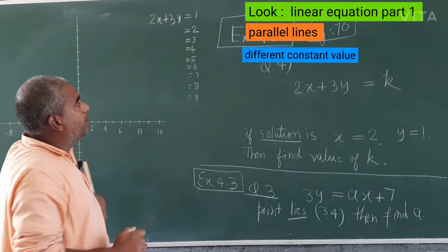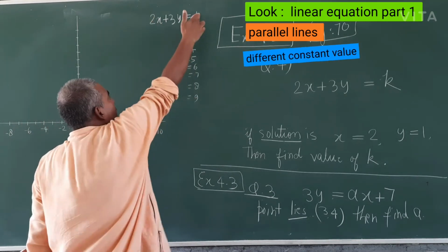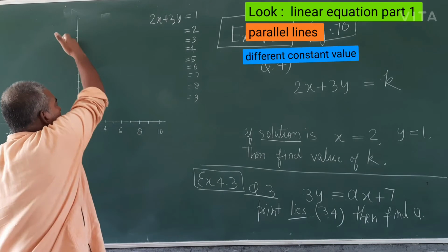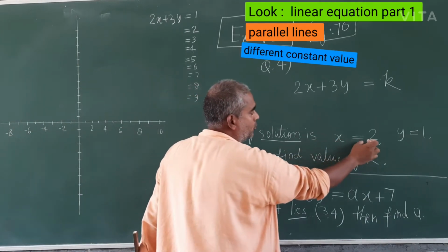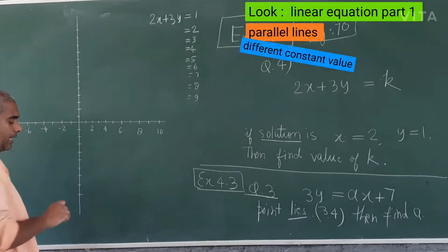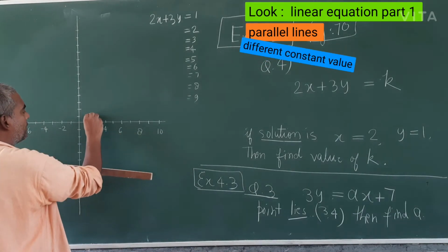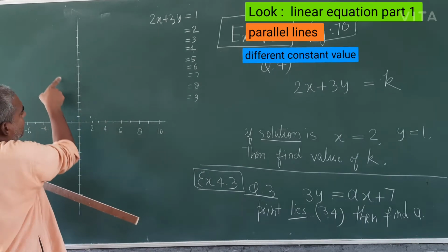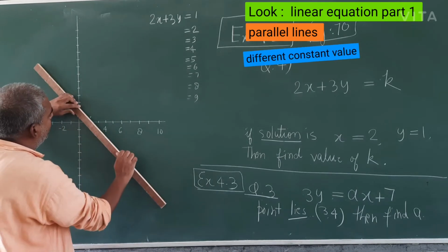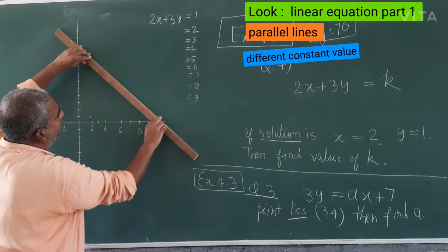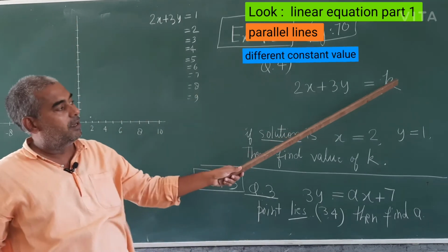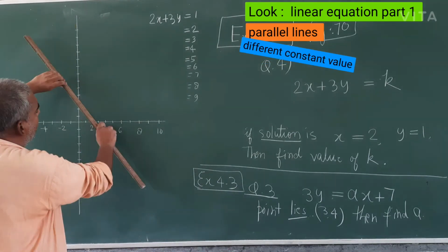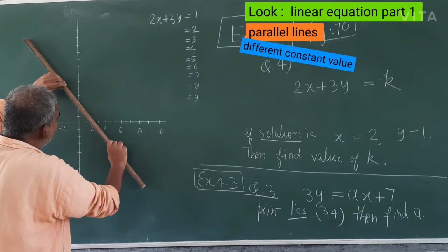So all these lines will be parallel, because only the constant value is changing. The point 2,1 is fixed. Where is this? I have made 2,1. Yes, this is 2,1. Which line is passing through this point? This is the question. I don't know the value of k, but what should be the value of k so that the point 2,1 lies on that line? Many lines will be there.